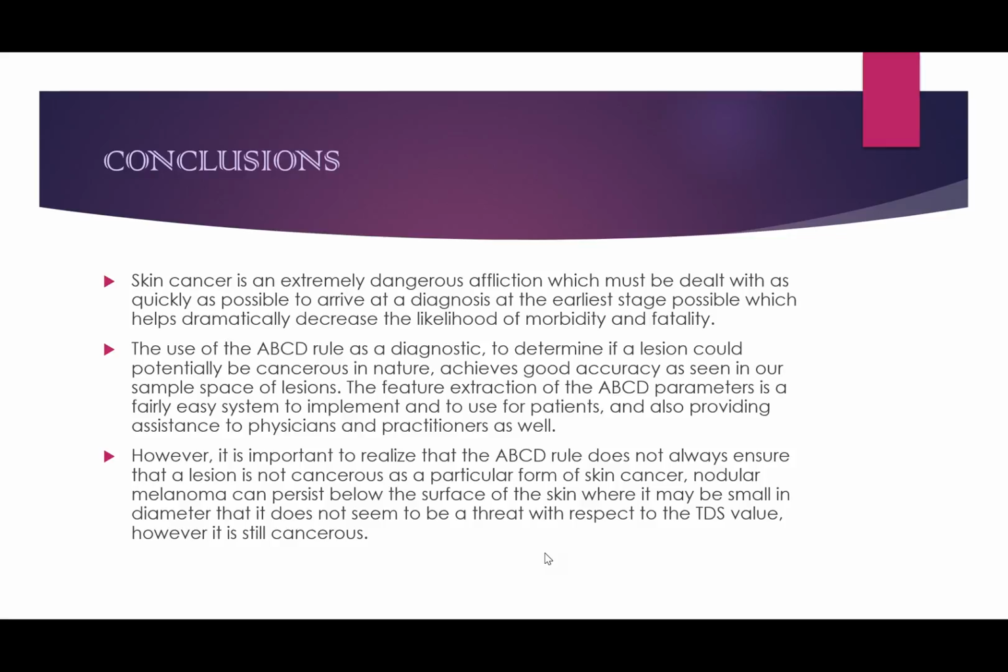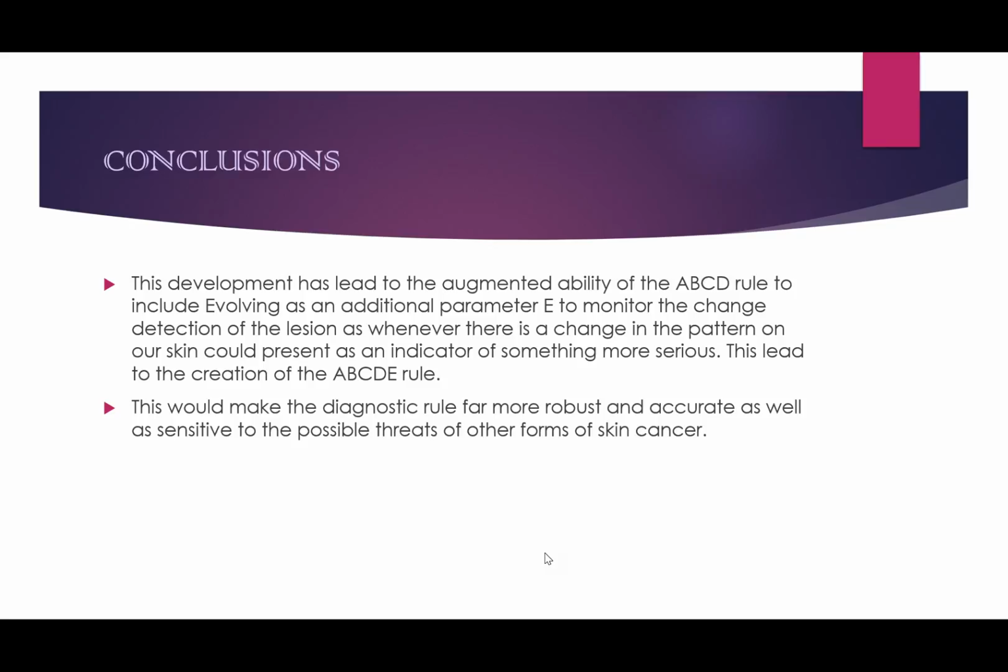However, we have to be aware of the fact that the ABCD rule is not the end-all for cancer detection. As I mentioned earlier, there are several melanomas which can exist with diameters less than 6 millimeters and still be cancerous. This goes in direct conflict with what we learned with our ABCD rule, saying that melanomas usually exist with sizes greater than 6 millimeters. This type of melanoma, known as the nodular melanoma, is the most dangerous type of melanoma because it's very hard to detect using our current ABCD parameters.